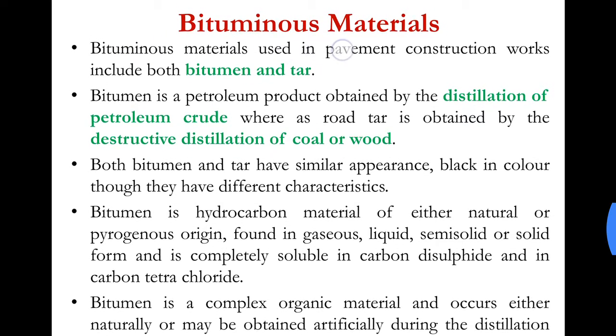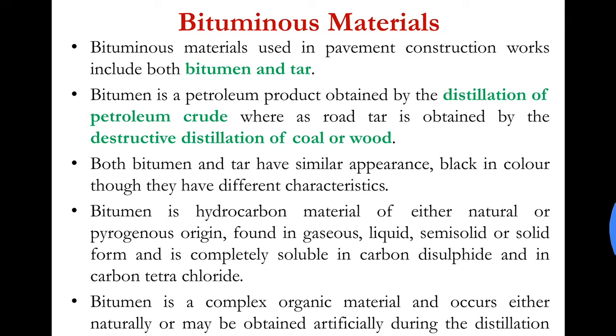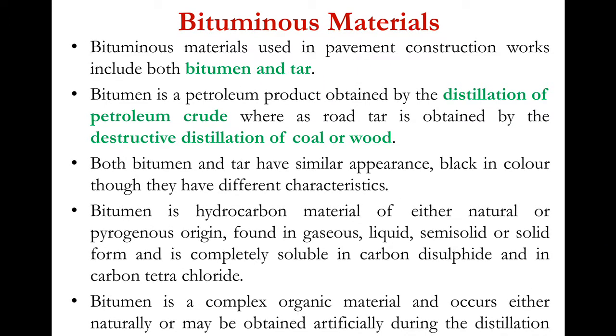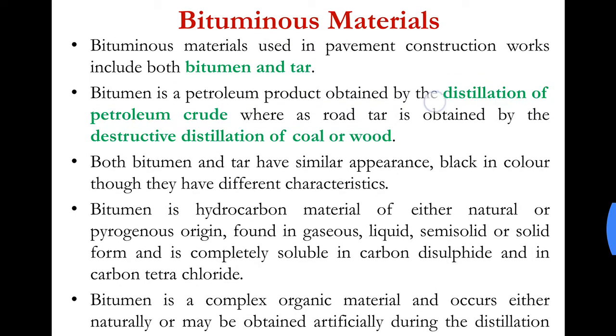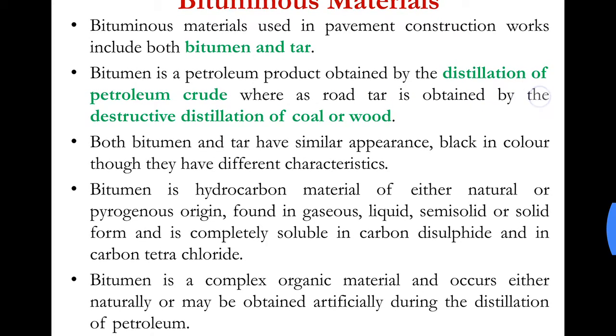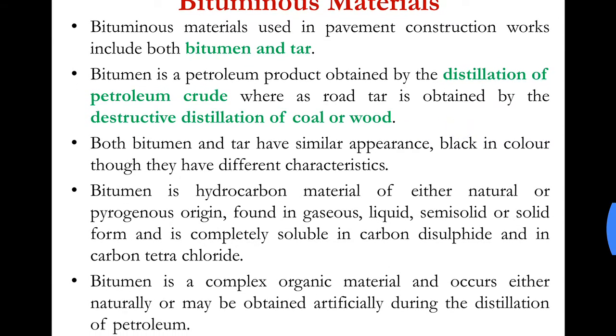Bituminous materials used in pavement construction works include both bitumen and tar. Okay, so there are two binder materials that are being used for bituminous roads, and those are bitumen and tar. Bitumen is a petroleum product obtained by distillation of petroleum crude oil, whereas road tar is obtained by the destructive distillation of coal or wood. Okay, so both bitumen and tar are binder materials and both of them are bituminous materials, but their origin is different.